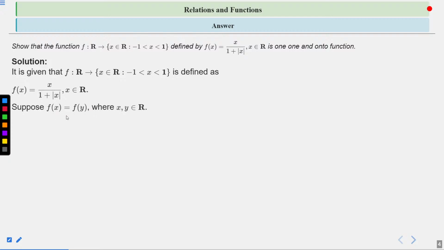Suppose, so what we have to do basically, we have to take f(x) is equal to f(y), right? We might take f(x1) is equal to f(x2) also, right? This is just a variable x or y, or x1 or x2. Got it? If f(x) is equal to f(y), then we basically have to prove by the analytical method that x should be equal to y. Then only the function will be one-one, right?